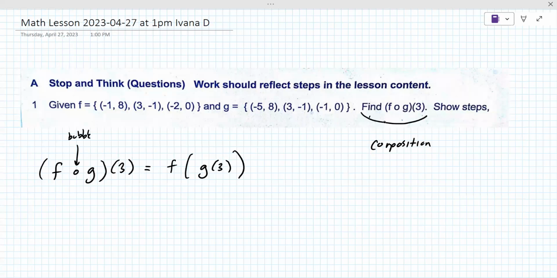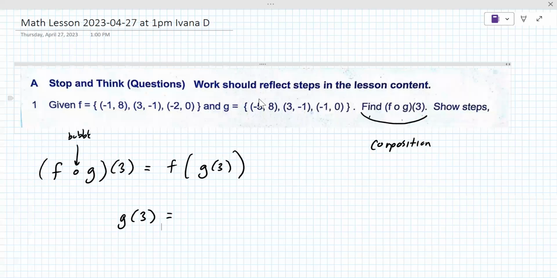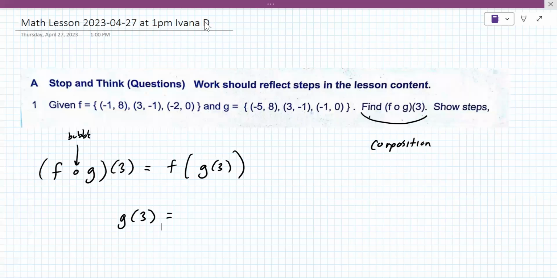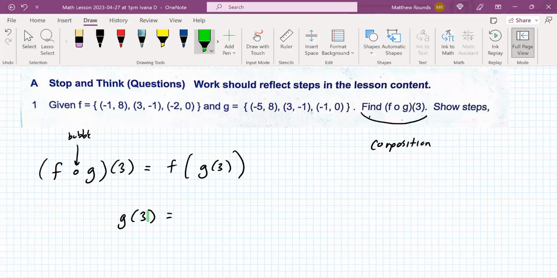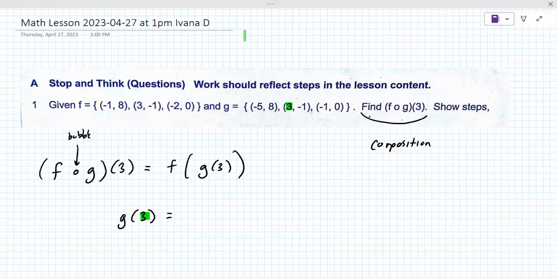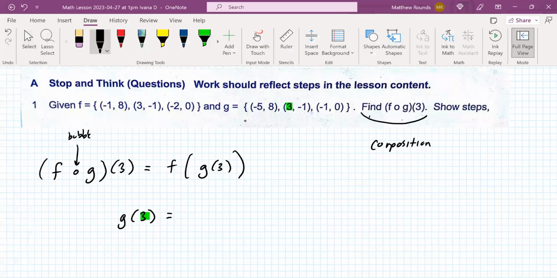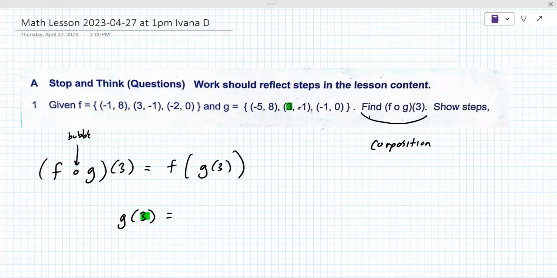So we're first going to find G of 3. That means that X is 3, and you're looking in this data set on the right here. You're looking for 3 in the X position. What is the Y value there? -1. Okay. So -1 takes the place of this G of 3. So this is really taking the place of all that. This becomes now F of -1.